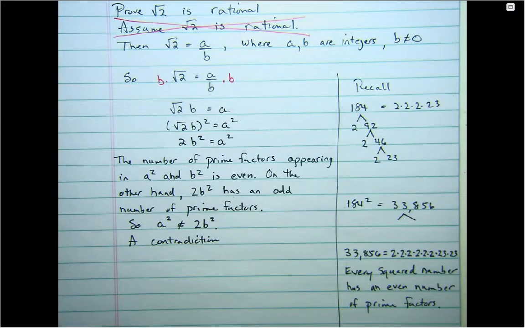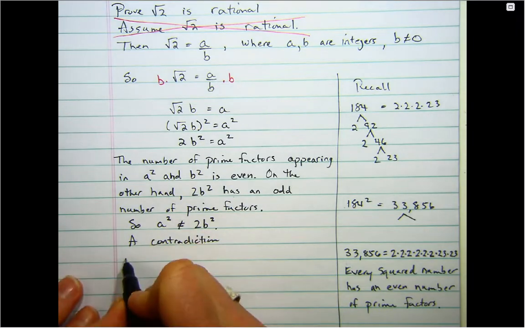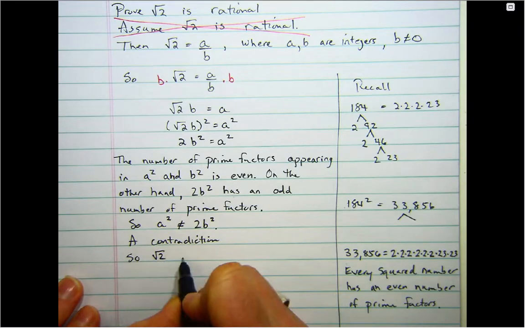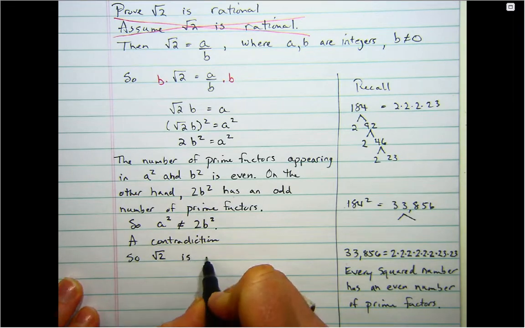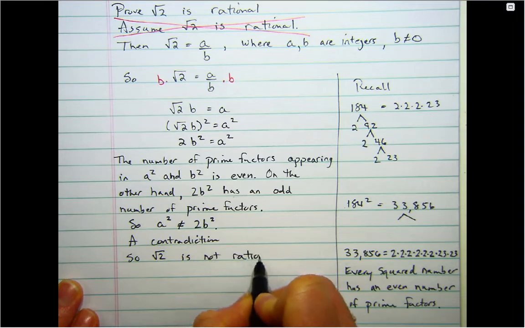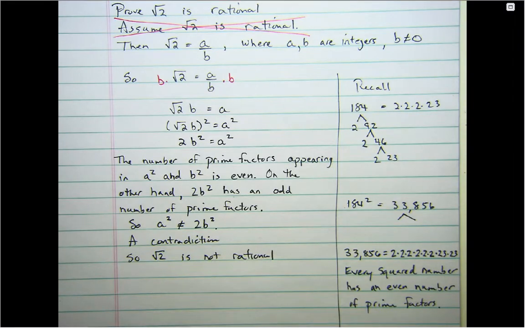Okay, that's what we found out. It's impossible for the square root of 2 to equal a over b. It's impossible for the square root of 2 to be rational. So the square root of 2 is not rational. We call that irrational. The square root of 2 is irrational. It's not rational.